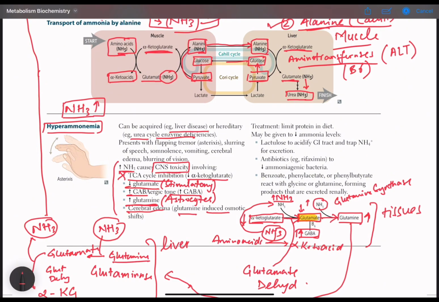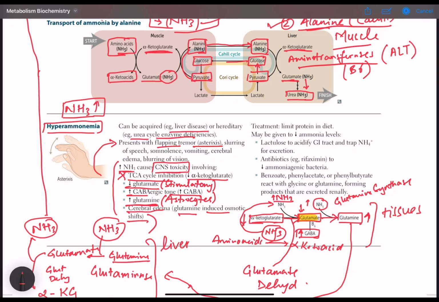Glutamine induced osmotic shifts. Thus, due to all of these, the patient will have the following symptom. The classic symptom will be flapping tremors, also known as asterixis. If we ask the patient to stretch out their hands, they will start to tremble. This is known as asterixis.